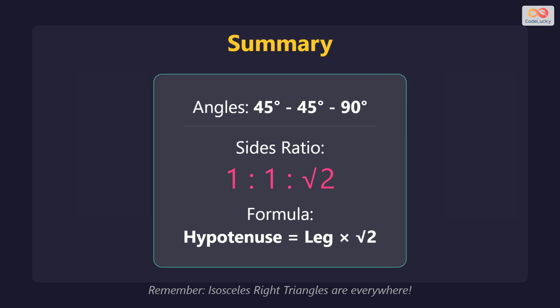To summarize, remember two things. The angles are 45, 45, and 90. And the sides are always in the ratio of 1, 1, and the square root of 2. Master this ratio, and you will be able to solve these geometry problems instantly.